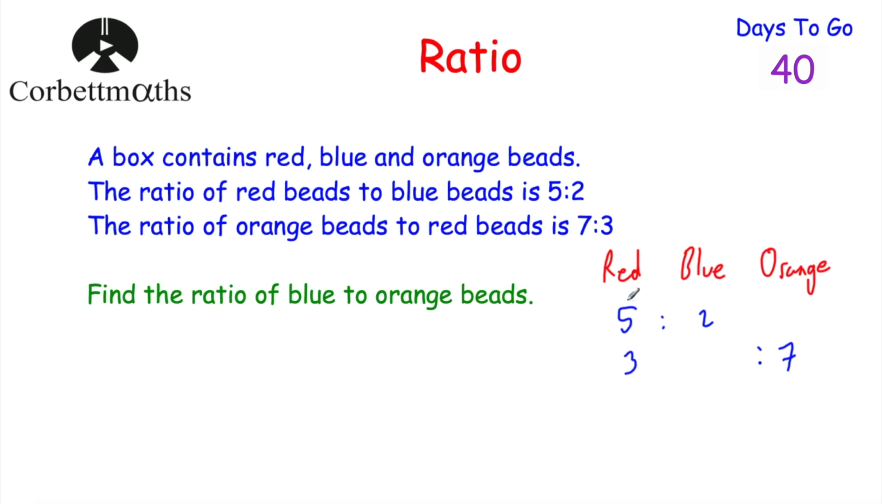So if we look at the 5 and the 3 and find a common multiple, I'm going to find the lowest common multiple of 5 and 3, and that's 15. I think 15 is a good number to choose. So to get from 5 to 15, we multiply by 3. So if we multiply the 2 by 3, 2 times 3, that's equal to 6.